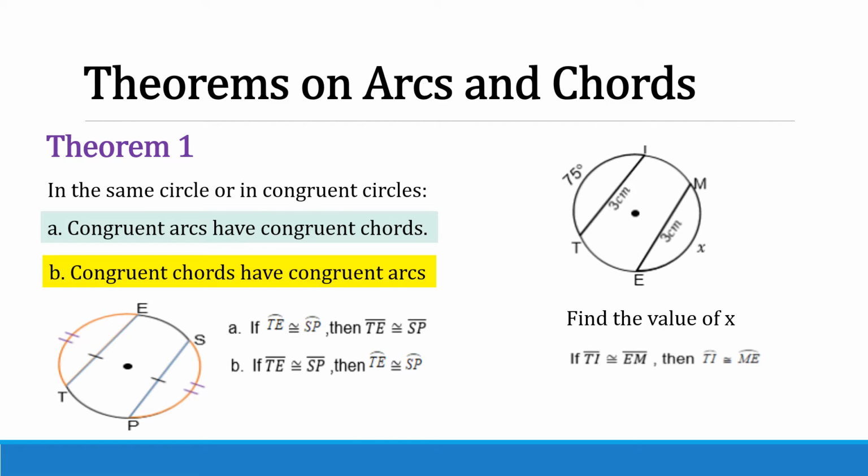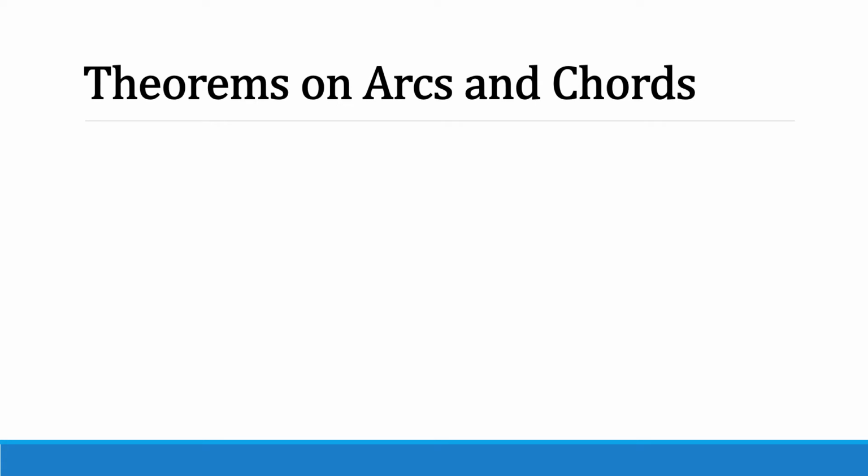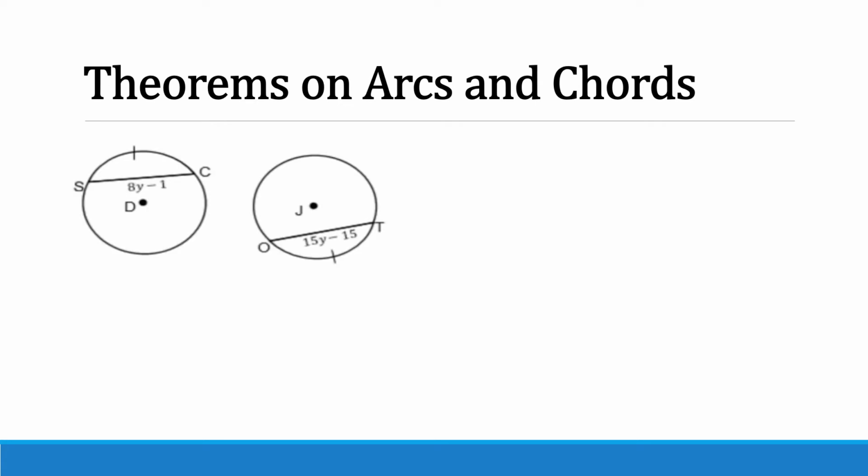Okay, so example, find the value of X. If segment TI is congruent to segment EM, then arc TI is congruent to arc ME. So therefore, the measure or the value of X is 75 degrees. Okay, so the value of X is 75 degrees. Next, another example.